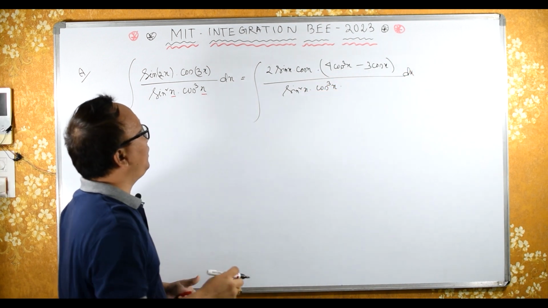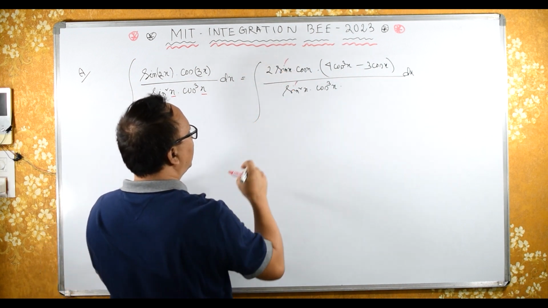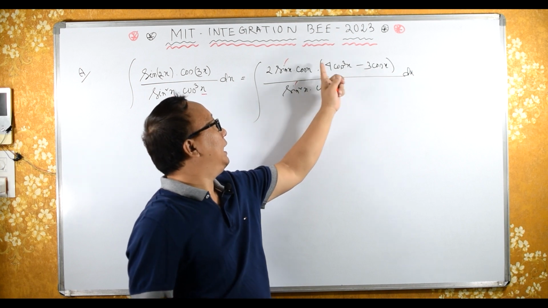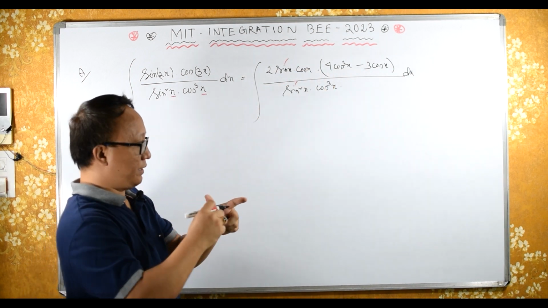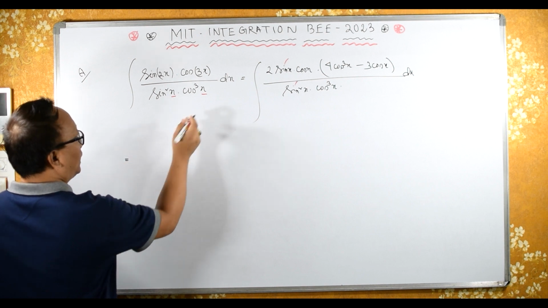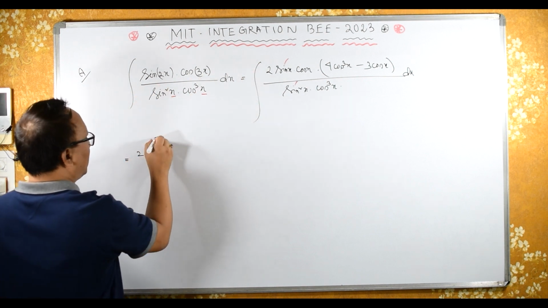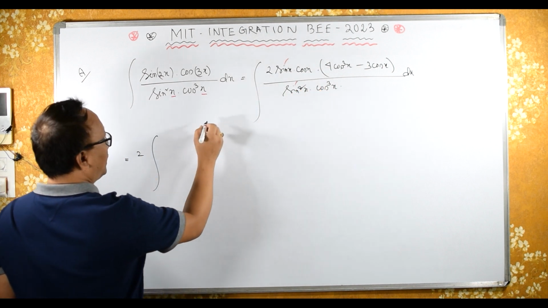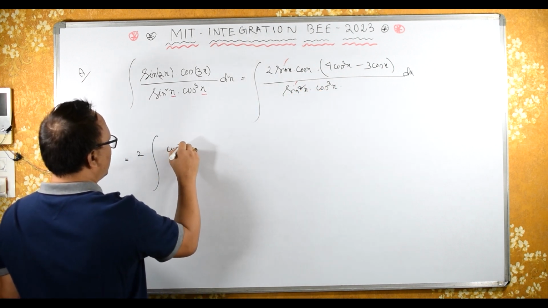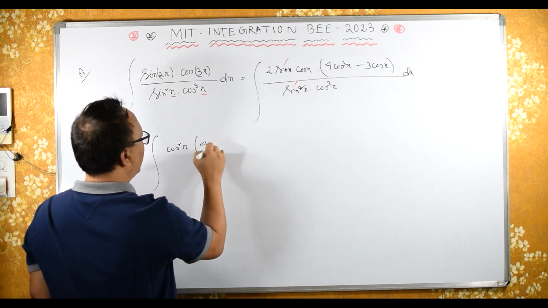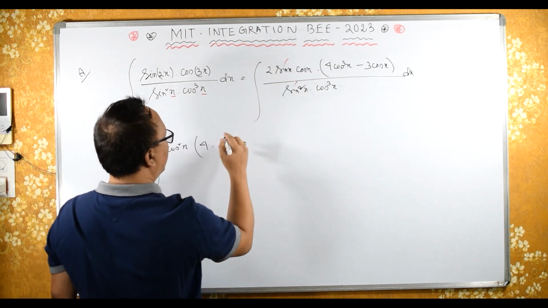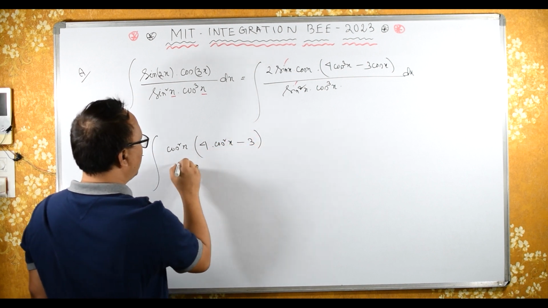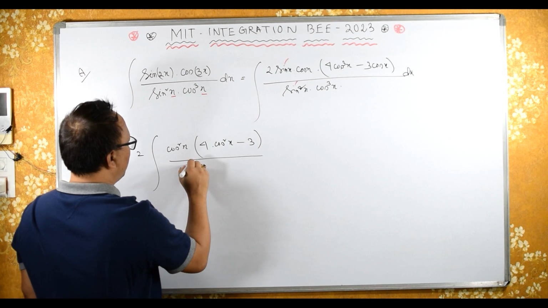Now here one sine gets cancelled. From here also I can take cos common, and then this will become cos square. Therefore this is equal to, I can send 2 outside. One sine gets cancelled, here this is sine square, so I will have cos square x. Here 4 cos into cos is 4 cos square x minus 3 upon cos cube x.